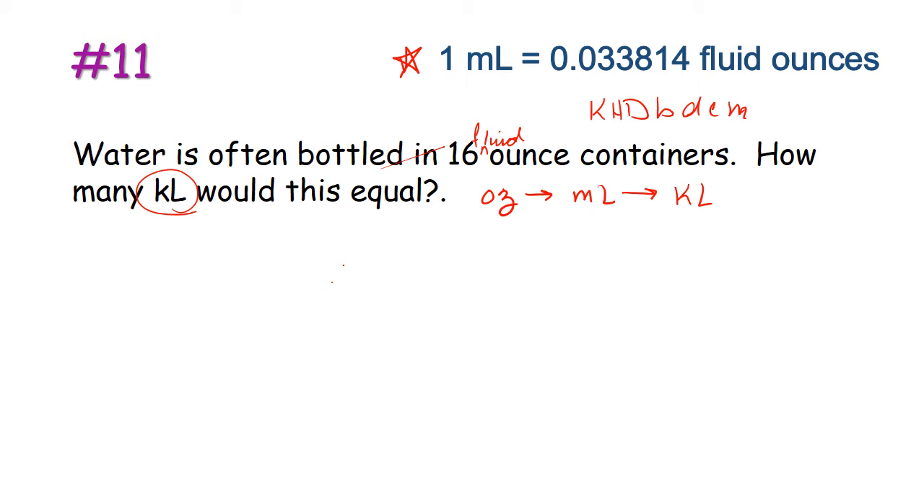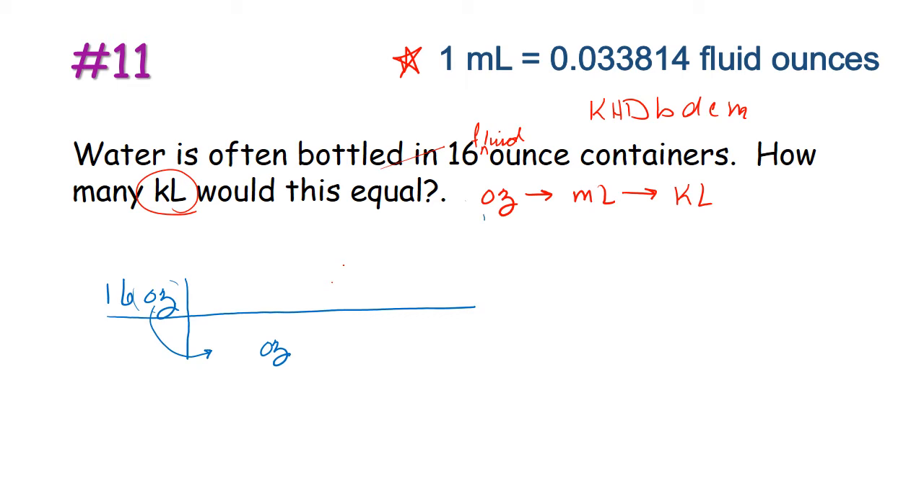Well, first step, let's write down what is given. 16 ounces. I'm going to skip fluid ounces. I know we're dealing with fluid ounces. So there's your division bar. I'm going to draw a multiplication bar. And if ounces is here, I need to chase that unit down.